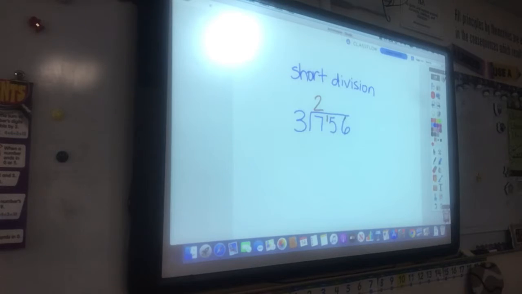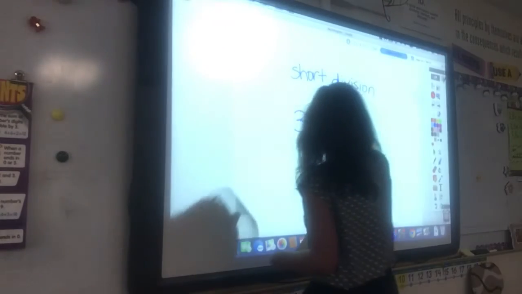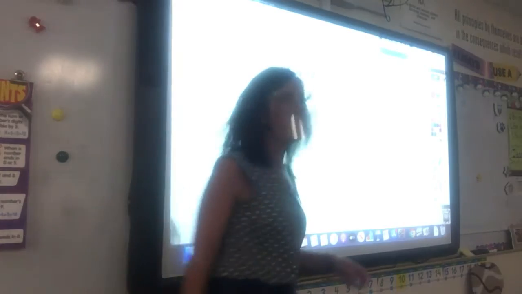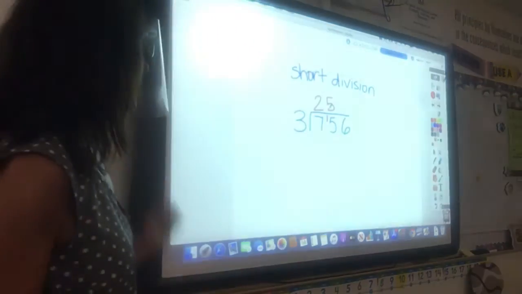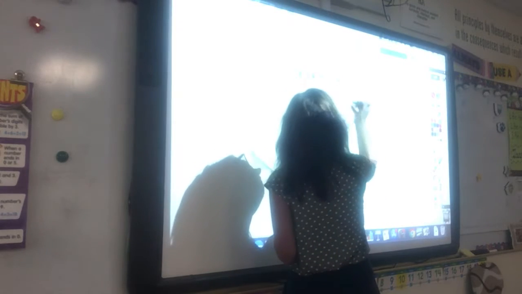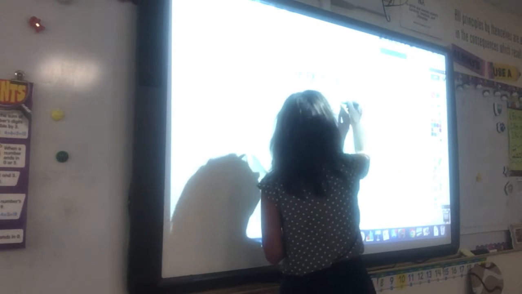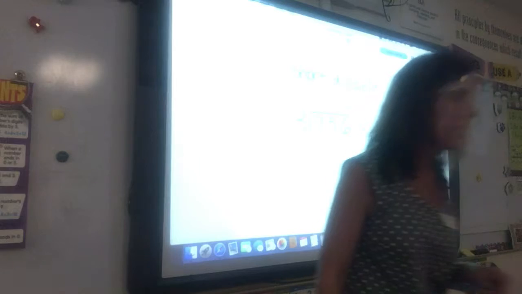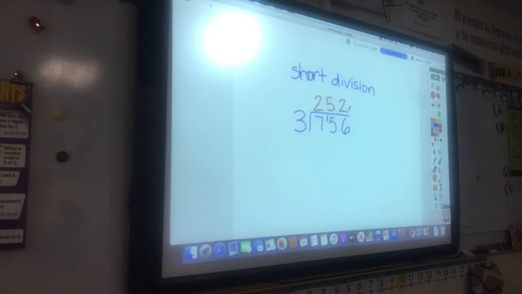Okay, so 5 goes here. We don't have anything left over because it goes in evenly. And then we put 3 into 6. And so what do we get when we put 3 into 6? Hattie? 2. Okay, and then there's our answer, 252. That's short division.